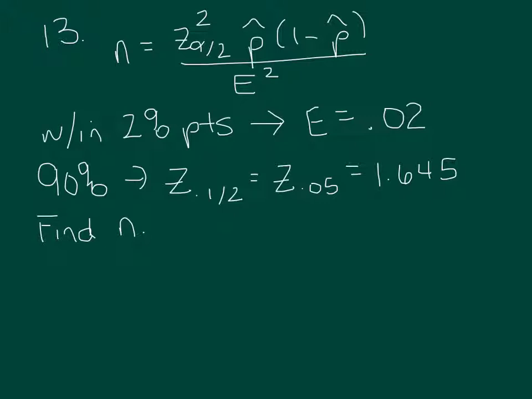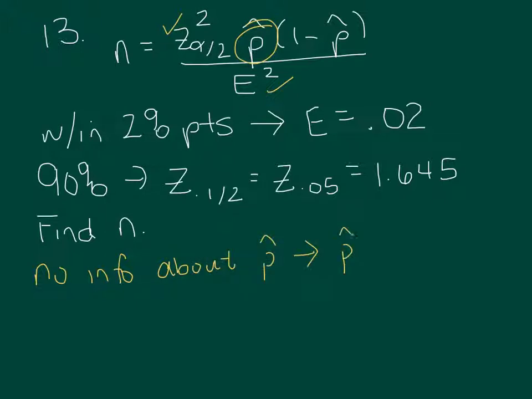And then the only other thing we don't have, right, so right now we're good. We have this guy, we have E. We don't know what this P is, right? And this problem didn't give us any information about P. So since we have no information about P, remember, we just use 0.5 as a conservative estimate. Okay, so that's the worst case scenario. So we're going to use that because that will help us regardless of what the real proportion is.